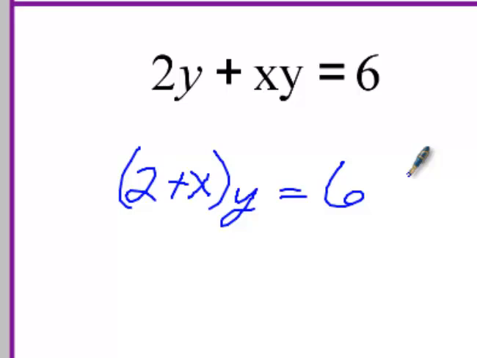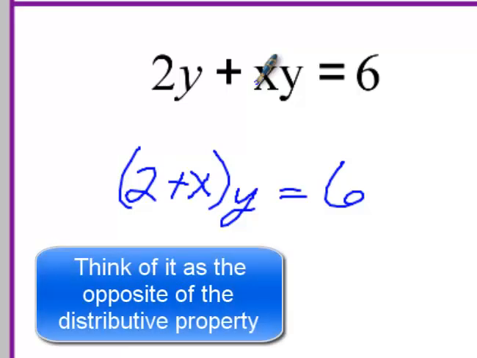Okay? So it's just like combining. If this were a 3 instead of an x, 2y plus 3y is 5y. So we're doing the same move, 2 plus the x, and then y is outside because it's the type of object we have. It just looks weird because we do not know what x is yet. Okay? So now we want to get y by itself.